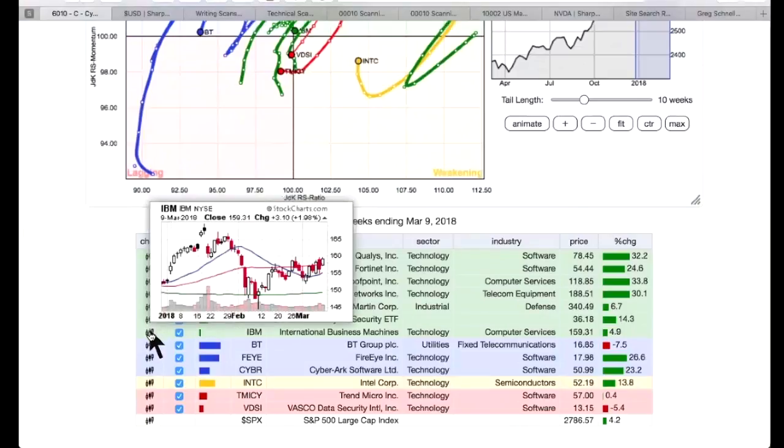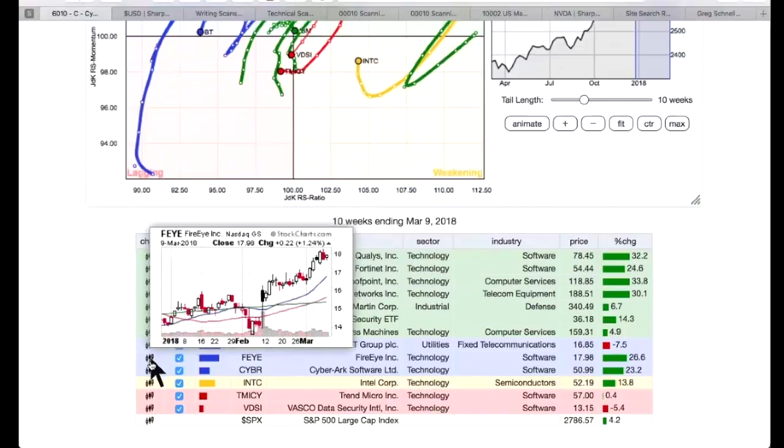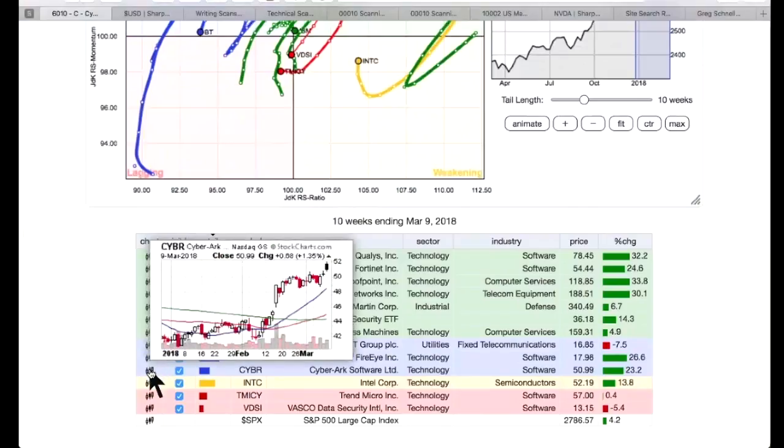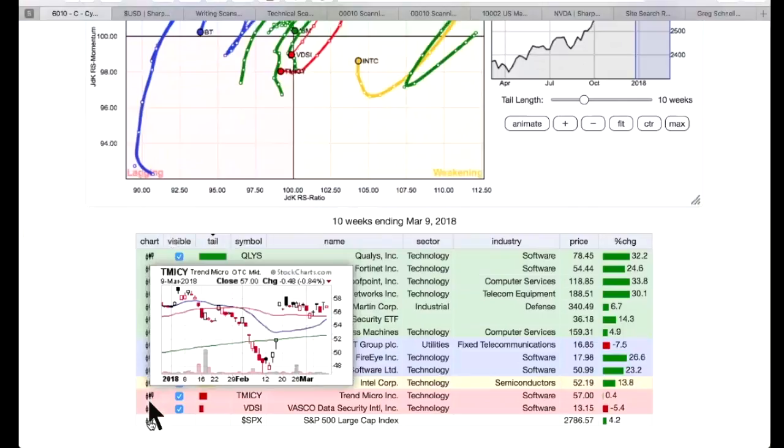IBM trying to get into blockchain. That one's consolidating sideways. Here's BT Group, British Telecom. And then FireEye, that one's on the move. So I think there's a real opportunity to start looking at some of these and just grabbing the groups.